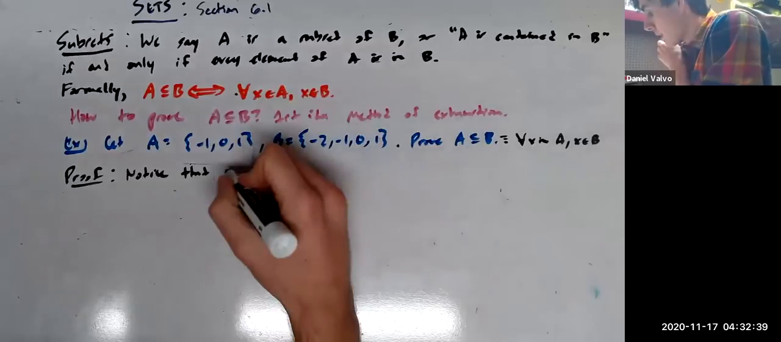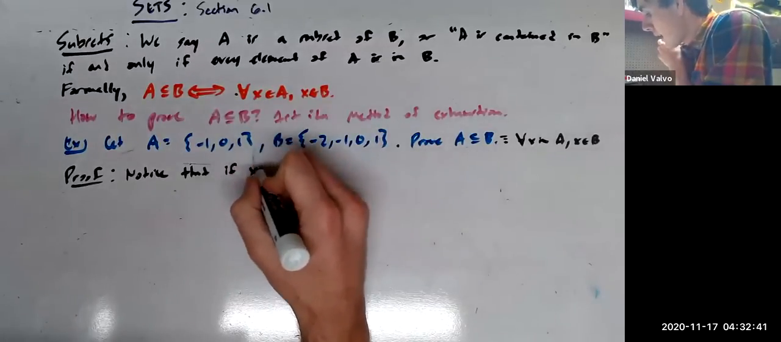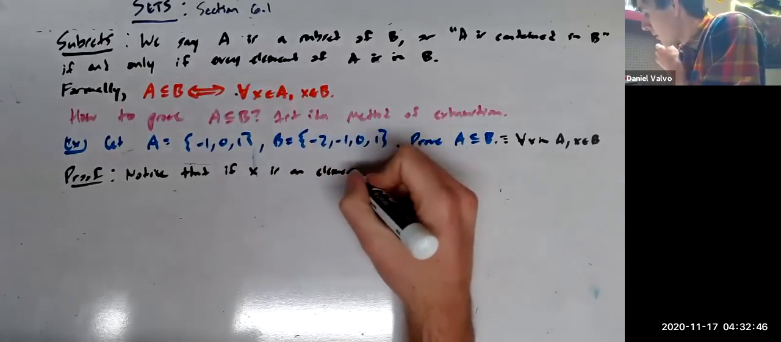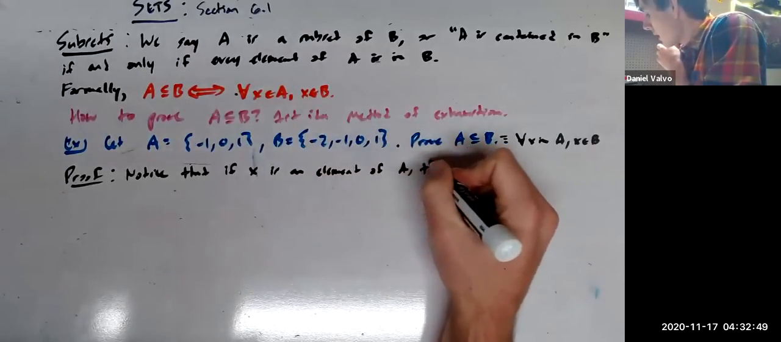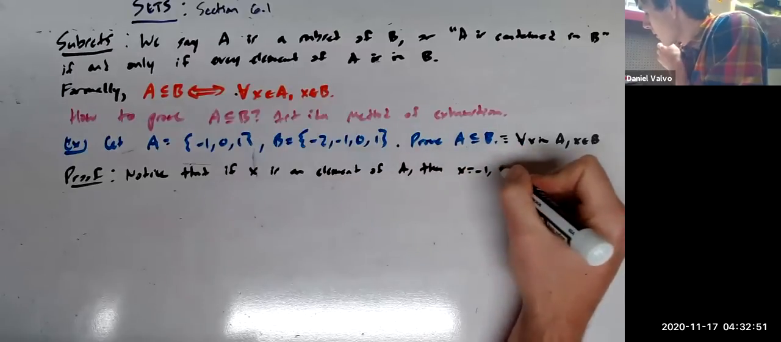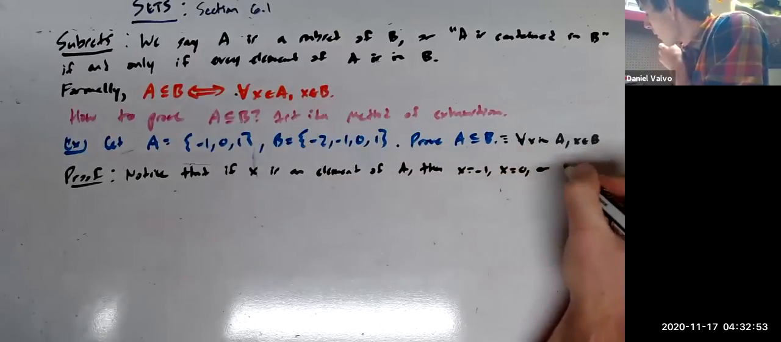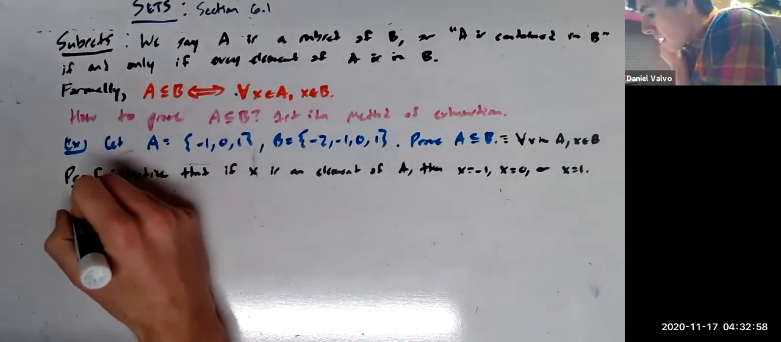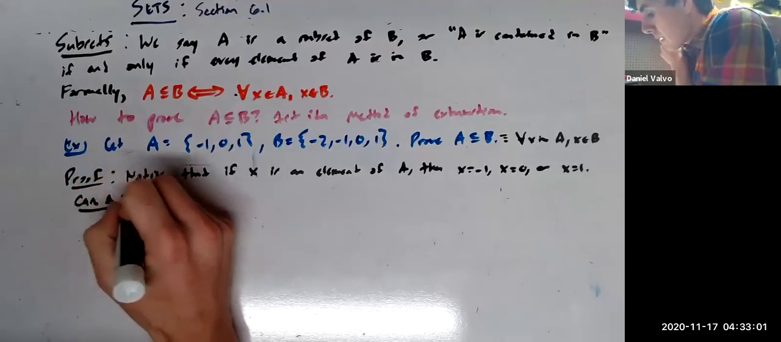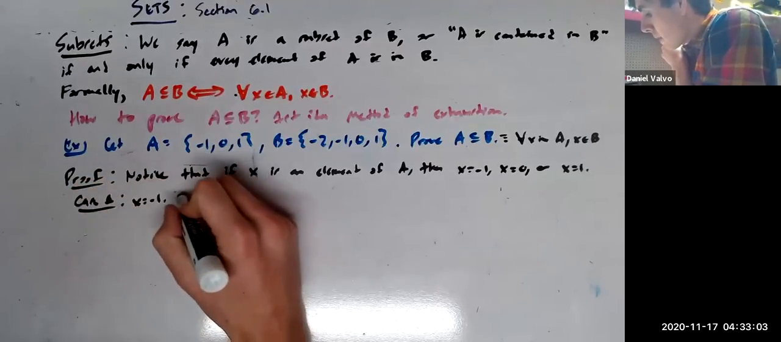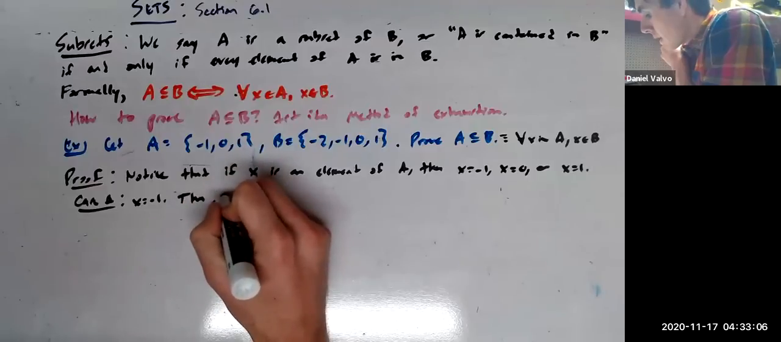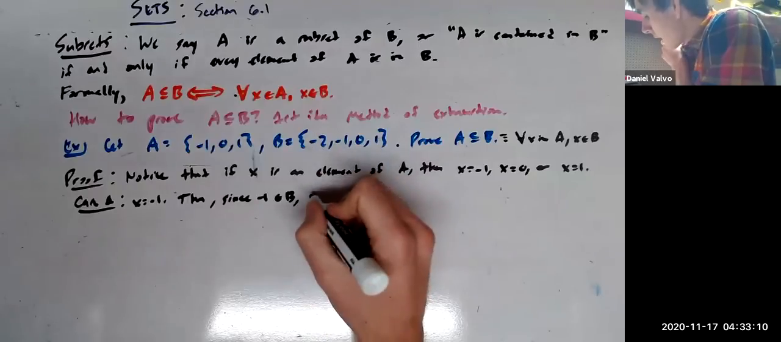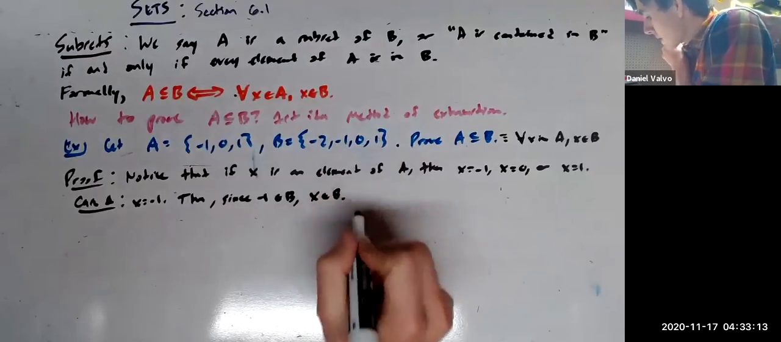So let's note that if X is an element of A, then X equals -1, X equals 0, or X equals 1. So let's split into cases. Case 1, X equals -1. Then, since -1 is in B, just by looking at it, X is in B.